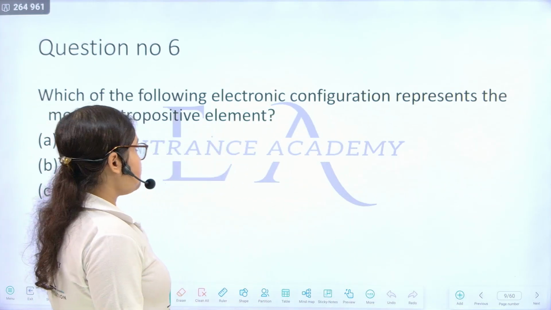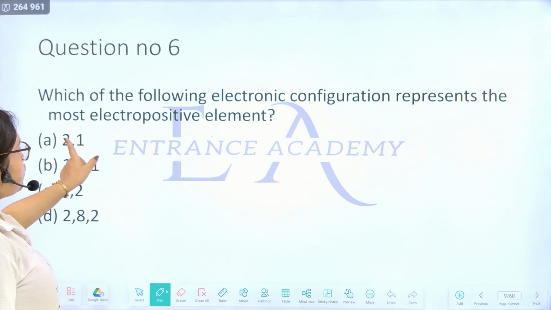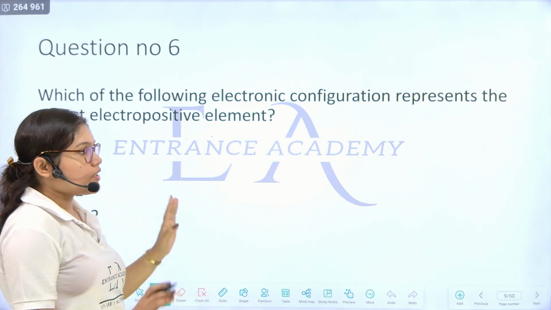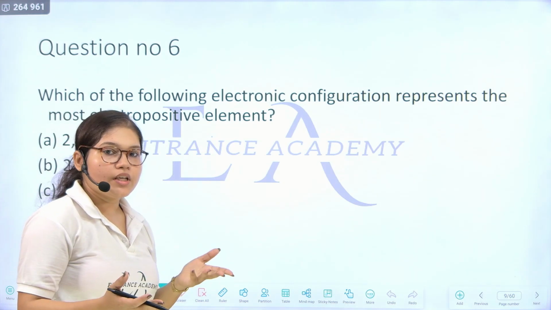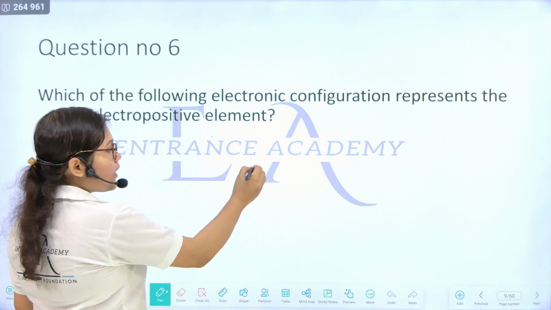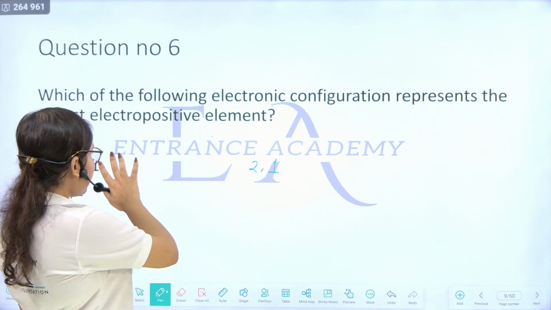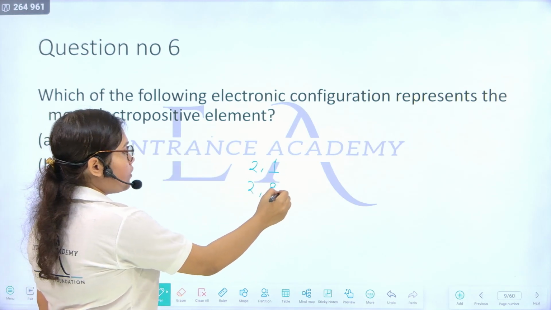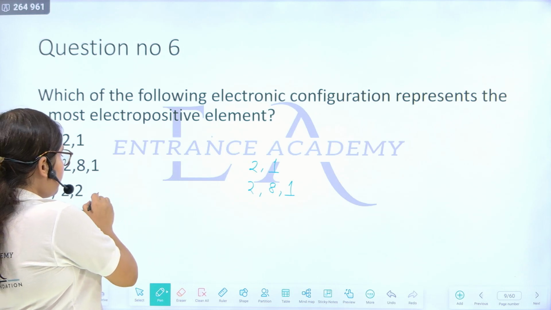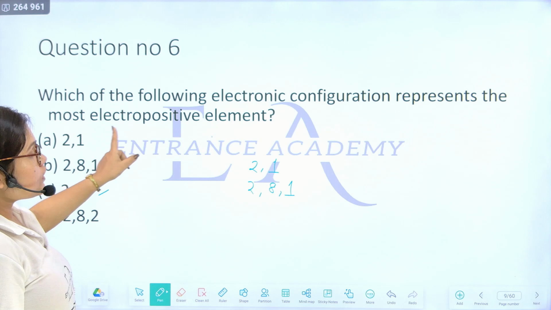Next question. Which of the following electronic configurations represents the most electropositive element? Now, what are electropositive elements? Electropositive elements are those elements which have a tendency to lose electrons. Like if the first one is 2, 1, this is electropositive. 2, 8, 1, this is also electropositive. 2, 2, this is also electropositive. But the question is, which one is the most electropositive element?